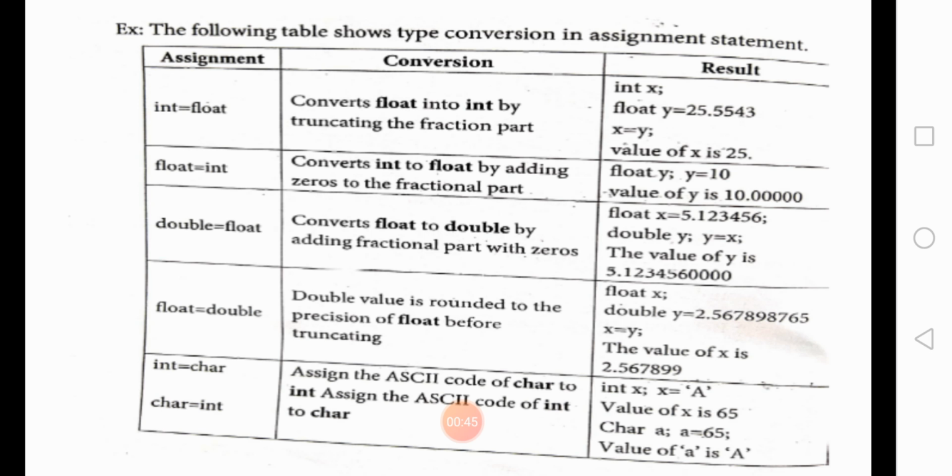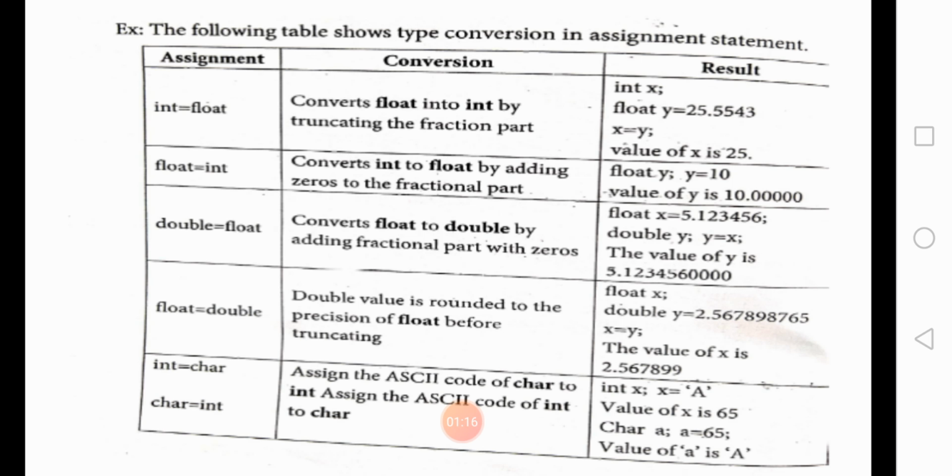Next, the following table shows the type conversion in assignment statements. We have three columns: first is assignment, then conversion, and then result. Int equals float: the conversion converts float into int by truncating the fraction part. How a floating part is assigned to the int type, I will check with the help of an example, that is the result.